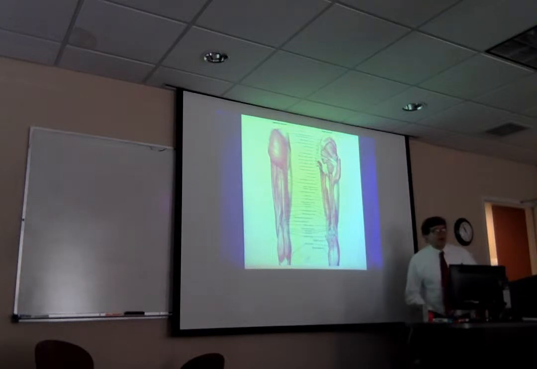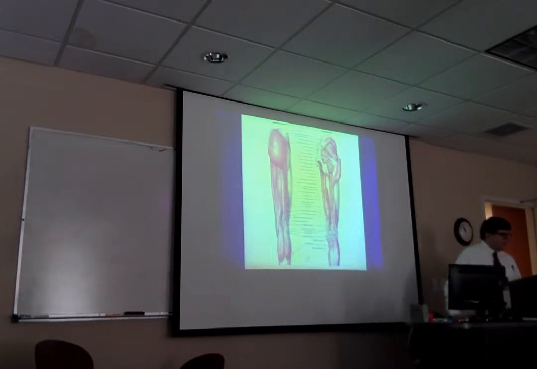Now, the nerves that provide innervation to the gluteal muscles: the gluteus maximus is supplied by the inferior gluteal nerve, and the gluteus medius by the superior gluteal nerve.